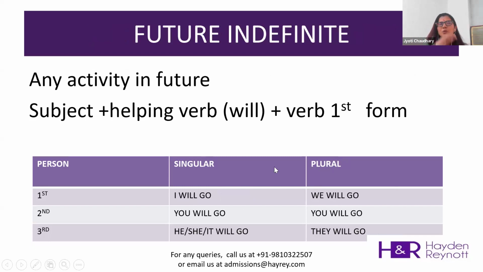Future indefinite tense. Future indefinite tense talks about any action in the future. When we are talking about just predicting or just planning about the future, this is the easiest tense, as we all use it for very general things when talking about the future. I will go to the market tomorrow. So when you're talking about any future activity or plan, you use the future indefinite tense, and it uses will as the helping verb and go, the main verb, in the first form.